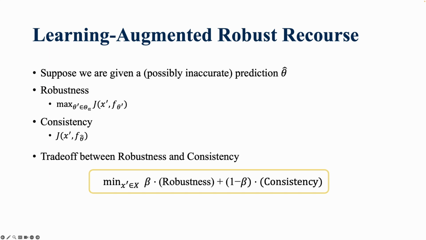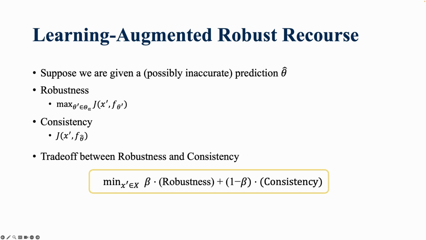So our algorithm takes into account two aspects: robustness, which reflects performance when the prediction is poor, and consistency, which reflects performance when the prediction is accurate. While optimizing for each separately is easy and straightforward, balancing both simultaneously is much more challenging.